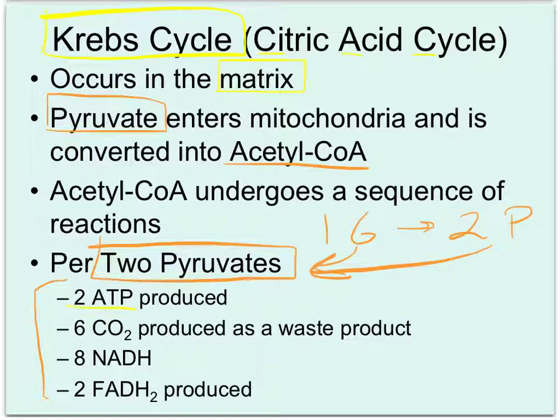2 ATP, so there's some energy. 6 CO2 is released as a waste product. Plants take in the CO2, we put it out. 8 NADHs, and 2 of something called FADH2. We'll talk about that guy in just a few minutes.